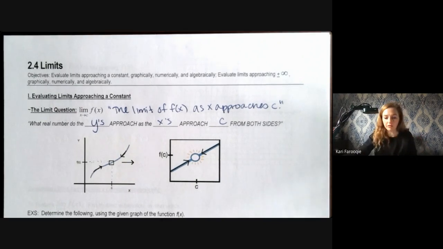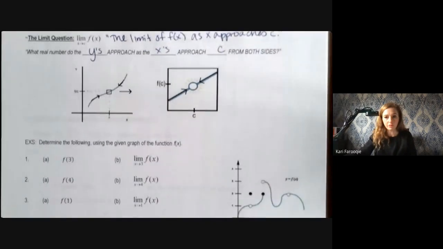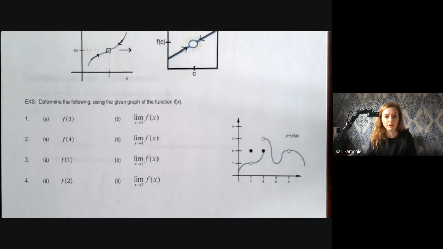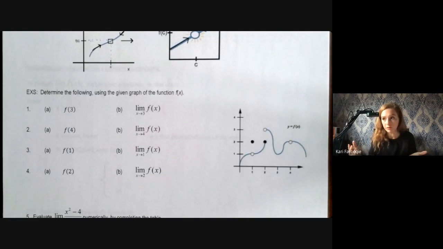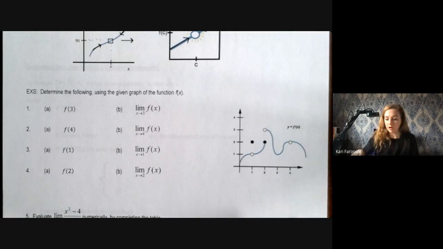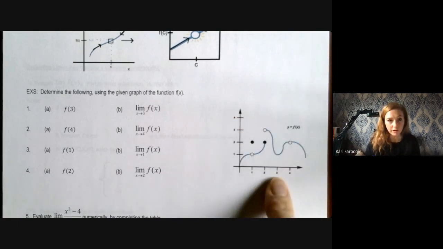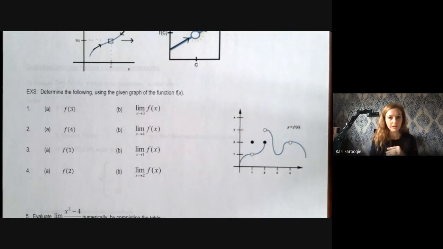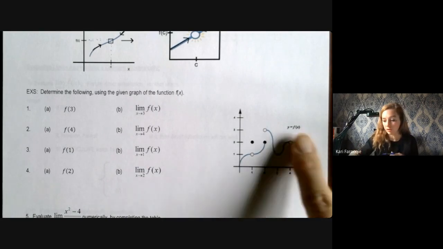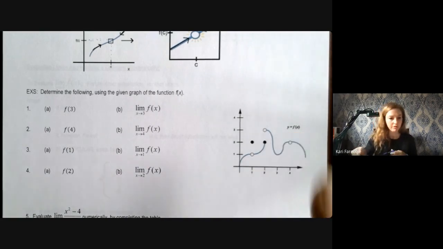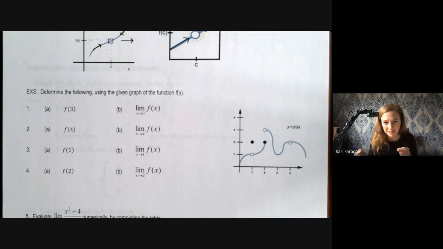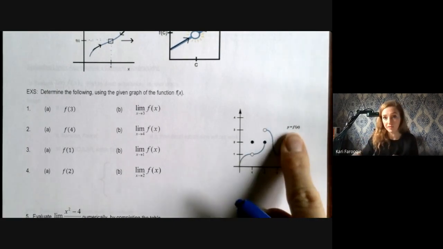First, we're going to look at a graph, very similar to what we just did, to talk about values of a limit and how that maybe differs from the value of the function. I have this graph here to the right that we're going to be referring to. It says determine the following using the given graph of the function f of x. I know it's a little bit blurry because I don't want to zoom in too much, but you have your notes in front of you. So that's y equals f of x.